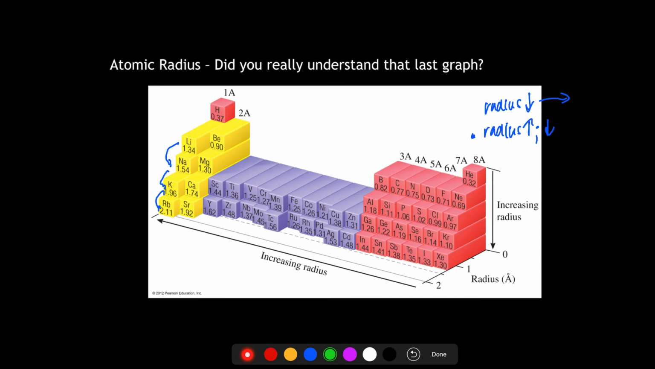Your book goes on to talk about a couple of anomalies. So upon going from 2A to 3A, we'll see that in general, so from beryllium to boron, magnesium to aluminum, calcium, gallium, strontium, indium. What do you notice? It does not increase. And what is the explanation for that?